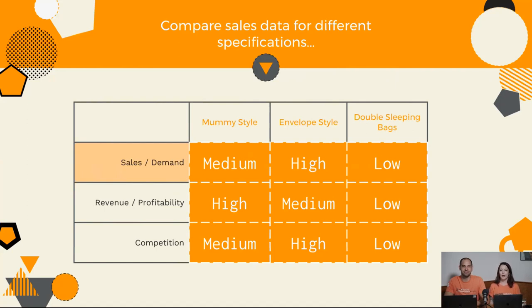Envelope style, which is more like a rectangle shape. It doesn't fit the body as closely. And then double sleeping bags, which are really wide and fit two humans in at the same time. So they were the three main styles, and I was looking for the sales and demand for each of those, as well as the revenue and profit.